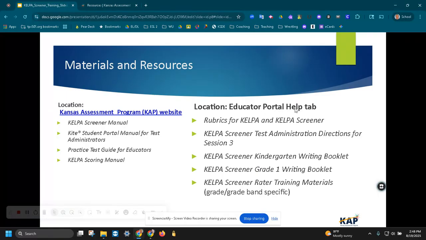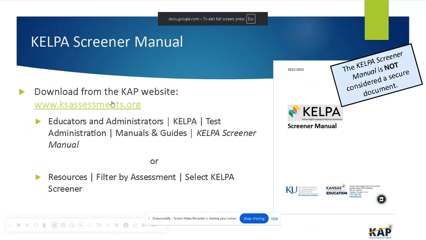Inside of the educator portal on Kite, in the Help tab, there are also the rubrics for the screener and directions for Section 3. There's a kindergarten writing book in there, as well as a first grade writing book, and then other screener rating training materials. Again, you can download from KS Assessments the administrative guide and the manual.